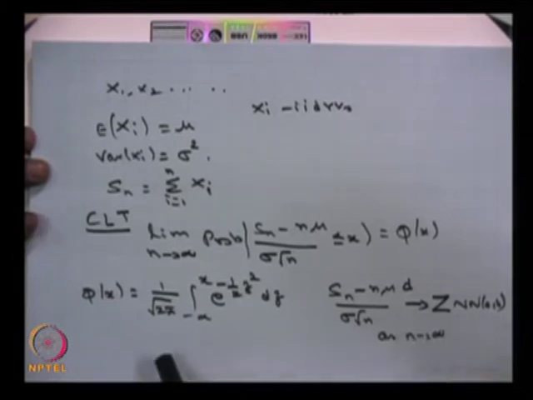With this, I complete the review of the theory of probability in the 2 lectures. From the next lecture onwards I will start stochastic processes.